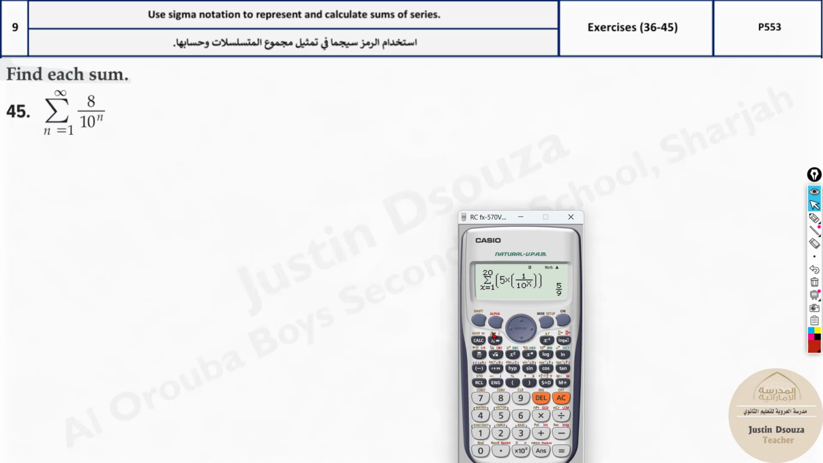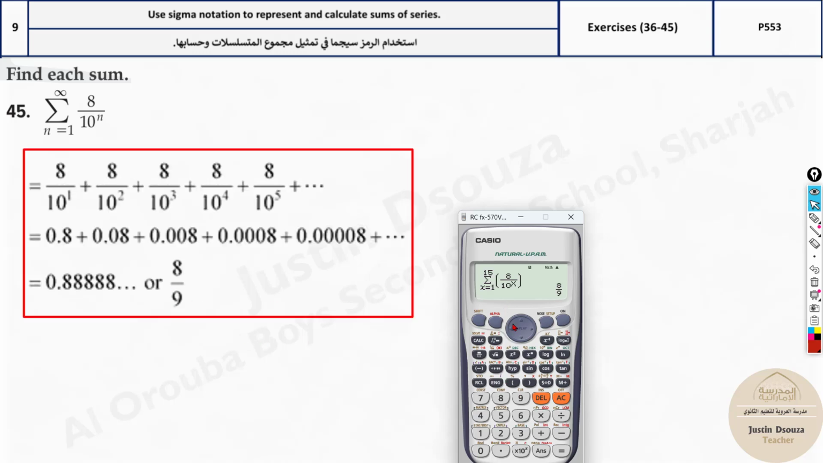Even over here, it's the same thing. Shift and the log symbol. Type the equation by fraction. 8 divided by 10 to the power x. And it starts at 1 over here. And it ends at infinity. So I will just start with 15. It's 8 by 9. So the final answer is 8 by 9.